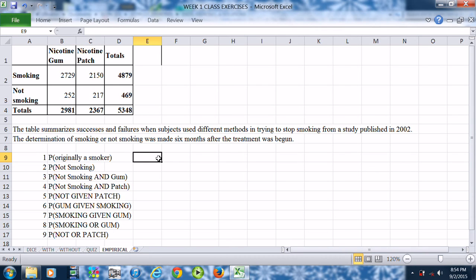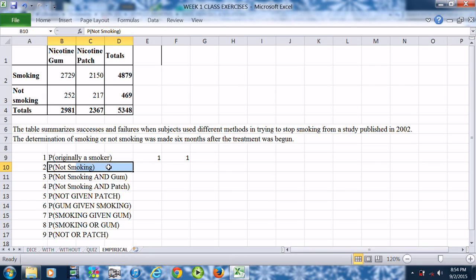So first question, what's the probability that someone in this table was originally a smoker? Well, we just said that everyone in this table was originally a smoker. So that would be 5,348 out of 5,348, or 1. The probability is 1 because that's a certain event. Another way we could have done this is to simply click on the cell 5,348 divided by 5,348.